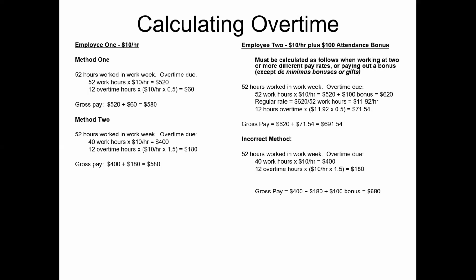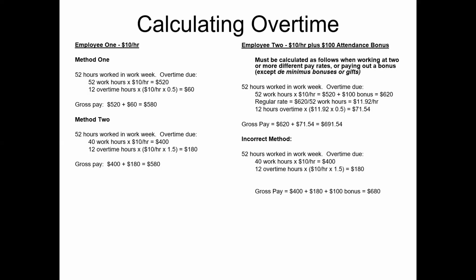Now, in calculating overtime when a non-discretionary bonus is paid, or when an employee works at multiple jobs at different pay rates, we need to calculate what is referred to as a blended overtime rate calculation. This calculation is utilizing method 1 for calculating overtime. So let's walk through the example shown on the right side of the slide with employee number 2. Now in this example, the employee is being paid $10 per hour and also receives a $100 non-discretionary attendance bonus during the pay period. What is their gross pay if the employee works 52 hours during a work week?